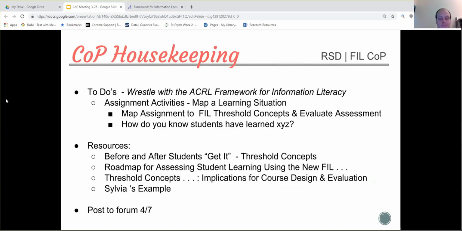There's a posting about before and after students get it. It's a posting about threshold concepts. There is another article, a roadmap for assessing student learning using the new framework for information literacy. That's a couple years old; that's when it first came out, I think two years ago. And then there's one on threshold concepts, with implications for course design and evaluation.